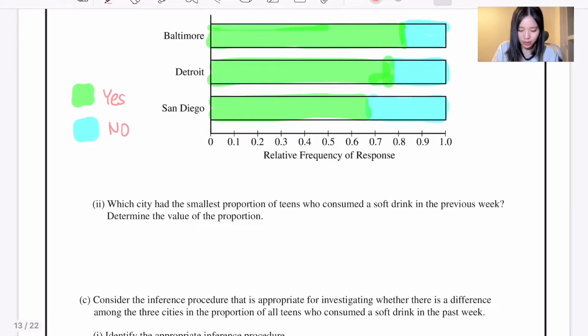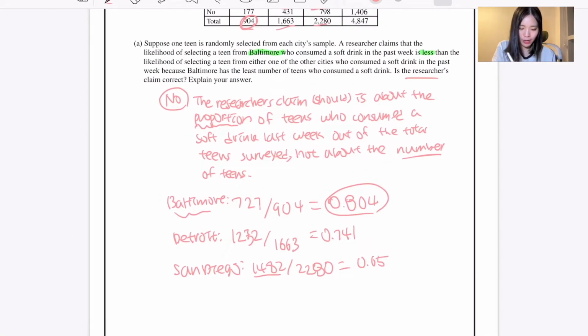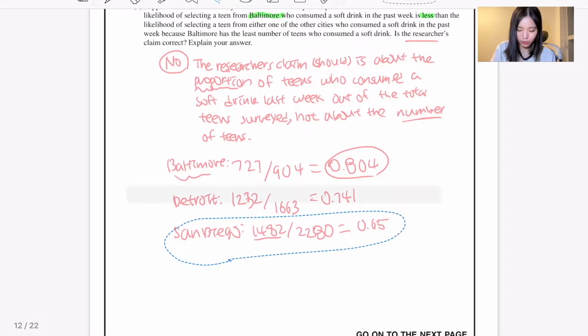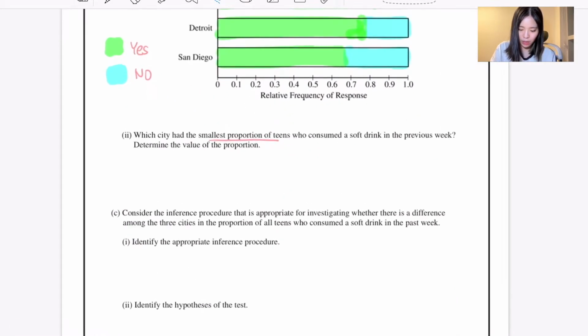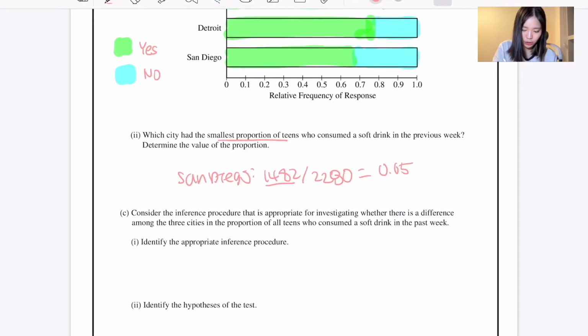And it asks us, next question, which city has the smallest proportion of teens who consumed the soft drink in the previous week? Determine the value of the proportion. Well, for that, we already have it over here, right? Which has the lowest number out of all. So let's just copy and paste. You would say that it was San Diego, and the value of the proportion is 0.65.